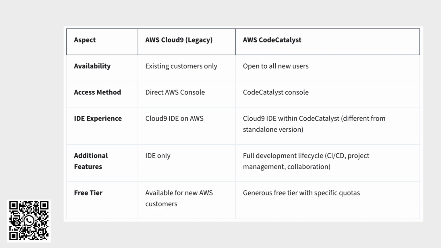And again, the IDE experience for Cloud9 within CodeCatalyst uses a different standalone version, and the features are actually upgraded because Cloud9 was IDE only, whereas CodeCatalyst is a full development life cycle that includes CI/CD, project management, and collaboration. So the free tier is a better one for CodeCatalyst, and let's do it practically, and let's see the screen recording of creating an account on AWS CodeCatalyst and how the AWS cloud works.